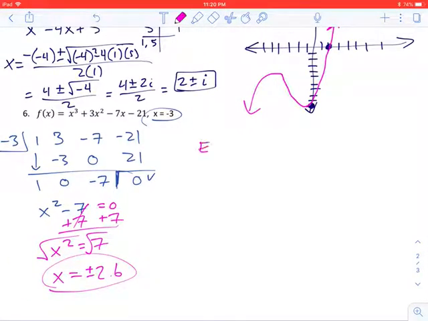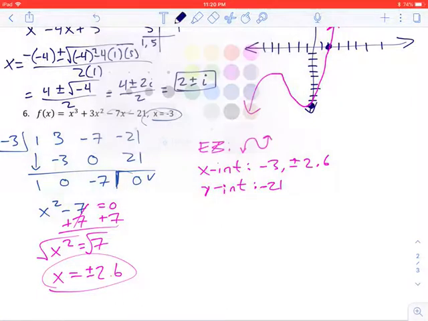Okay, so look at our end behavior once again. It's going to be like this. X-intercepts are -3, and then plus or minus 2.6. And then y-intercept, we're not going to be able to fit on the graph here, is -21. Okay, so let's go ahead and get our graph figured out here.